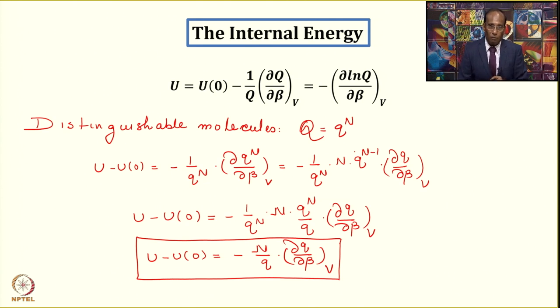This is the expression for distinguishable molecules. Carefully examine what we have done. We started with the expression for internal energy in terms of the canonical partition function. Then we applied the expression for the canonical partition function connecting with the molecular partition function for distinguishable molecules, and we came up with the expression U minus U0 is equal to minus N by q, del q by del beta at constant volume. You remember that this is the same expression which we derived for internal energy when we were talking only in terms of the molecular partition function. Next, we need to see whether for indistinguishable molecules we get a different formula. That we will discuss in the next lecture. Thank you.